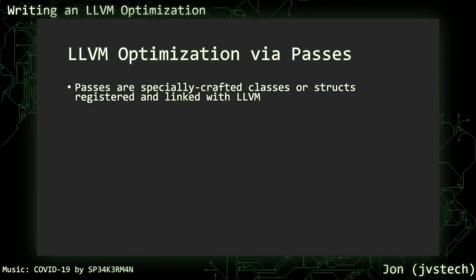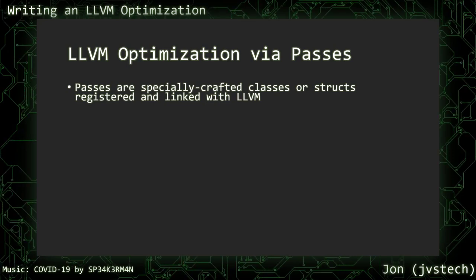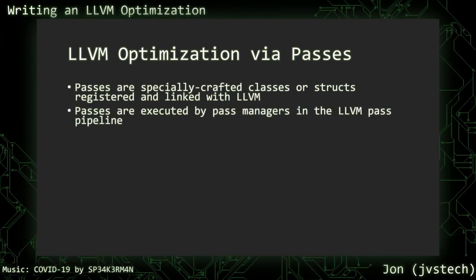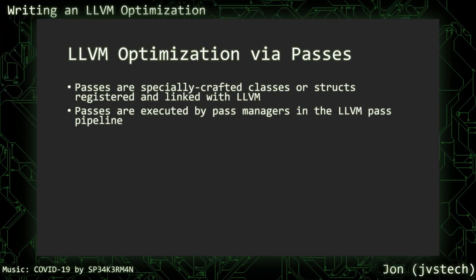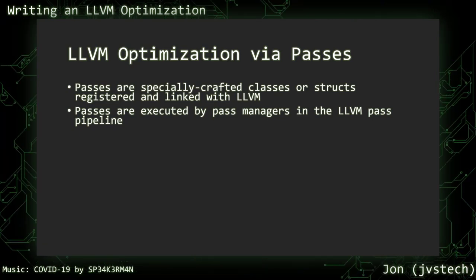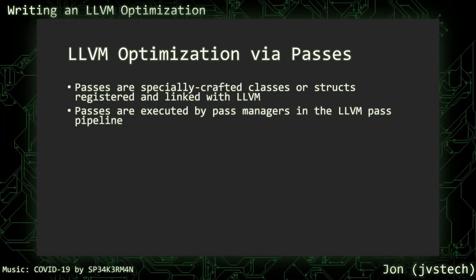In LLVM, we use the concept of passes, as you've heard mentioned several times already. Passes are classes or structures with certain expected functions which are executed by pass managers in the LLVM pass pipeline. They are, in essence, the core of LLVM. Older passes employ inheritance to override the functions LLVM expects. Newer passes implement them as concrete member functions, and the pass manager will execute them via templates.